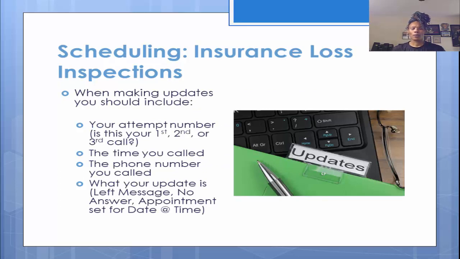When you are making your updates, they should include your attempt number. Basically, is this your first call, your second call, your third call? It should include the time that you called, the phone number you called, and your update. What's your update? Did you leave a message? Was there no answer? Was an appointment set? If the appointment was set, you need to tell them the date and the time that the appointment was set for.